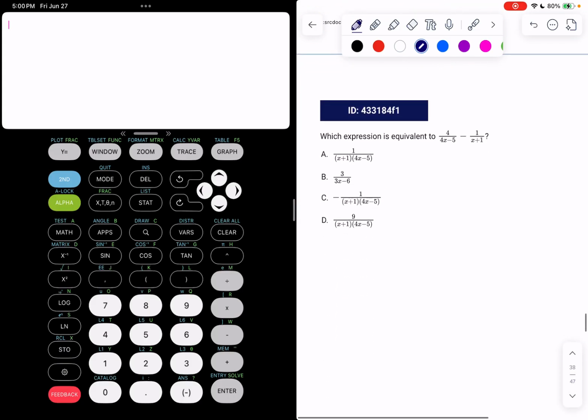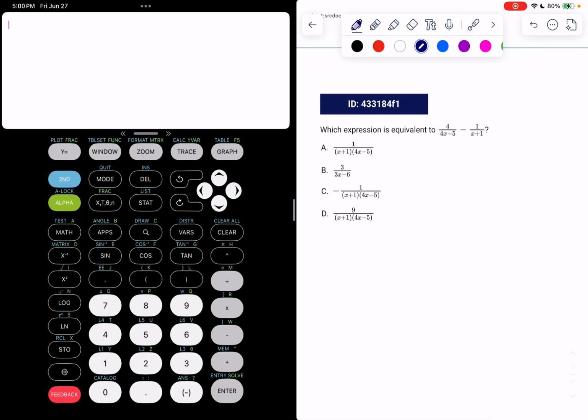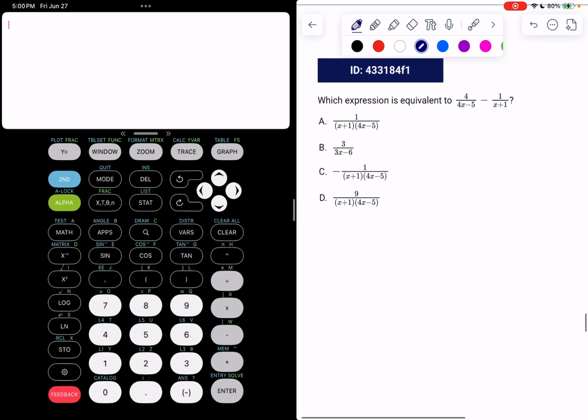All right, let's look at this next one. Ooh, do you see all those variables in the answer choices? This is going to be an excellent plug-in. Let's try it. Which expression is equivalent to 4 over 4x minus 5 minus 1 over x plus 1? So let's try it. What should we make x? I don't know. I love a good 2. So let's make x equal to 2.